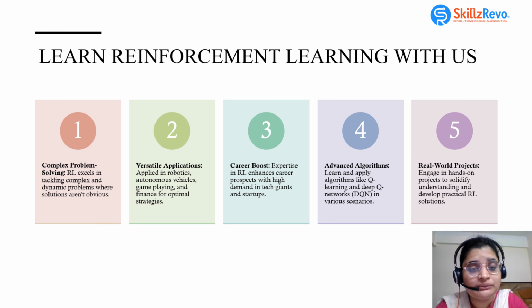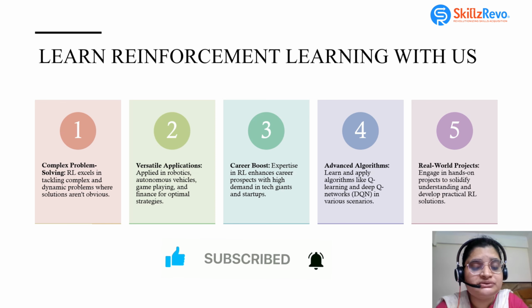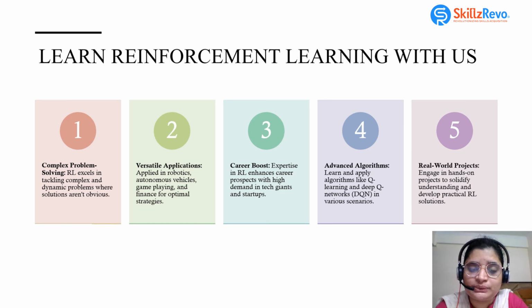With that, reinforcement learning is a powerful and increasingly relevant area. It is particularly effective for solving complex, dynamic problems where the optimal solution is not obvious. This includes areas like robotics, autonomous vehicles, game playing, and even finance, where traditional methods may fall short. It is incredibly versatile, allowing it to adapt to changes and learn optimal strategies even in uncertain or complex scenarios.